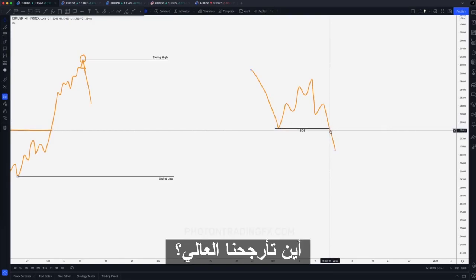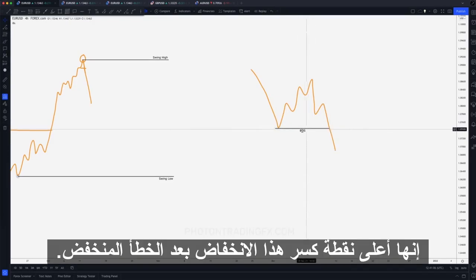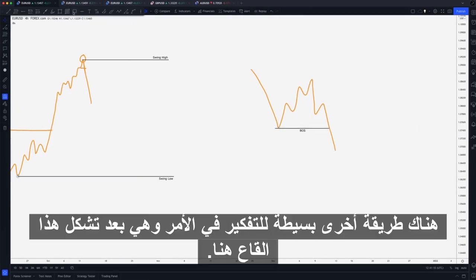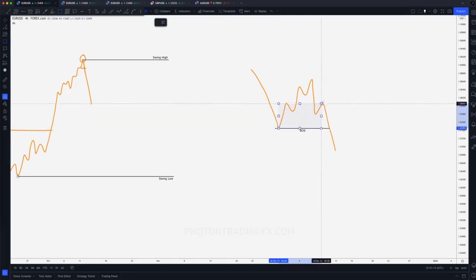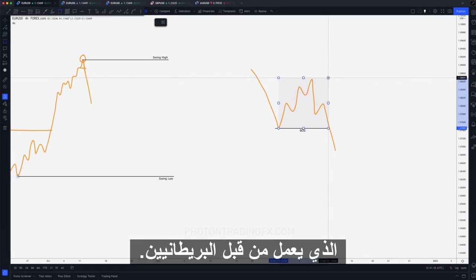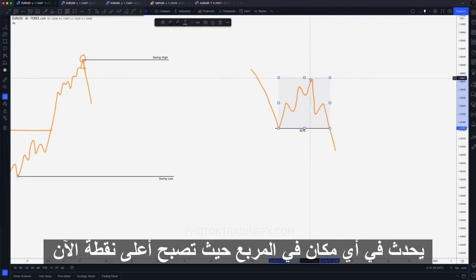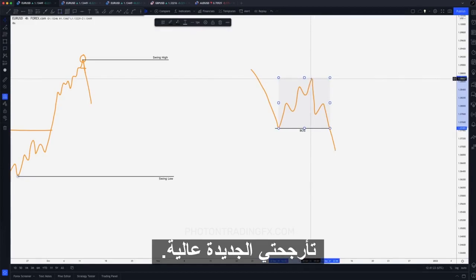Where is our swing high? It's the highest point that broke this low after the low formed. Okay, so another simple way to think about it is after this low formed here, where my mouse is, anywhere within that box, if I draw it to where the break of structure happens, anywhere within that box, where's the highest point? This now becomes my new swing high.